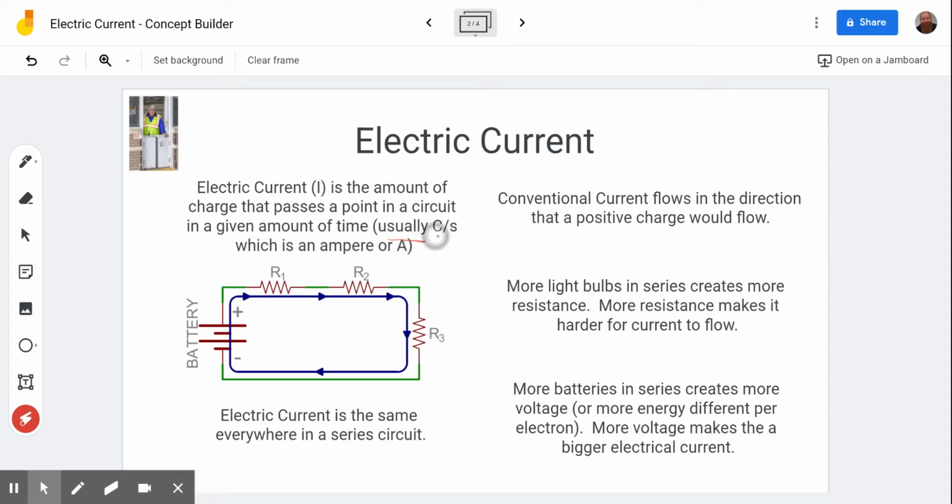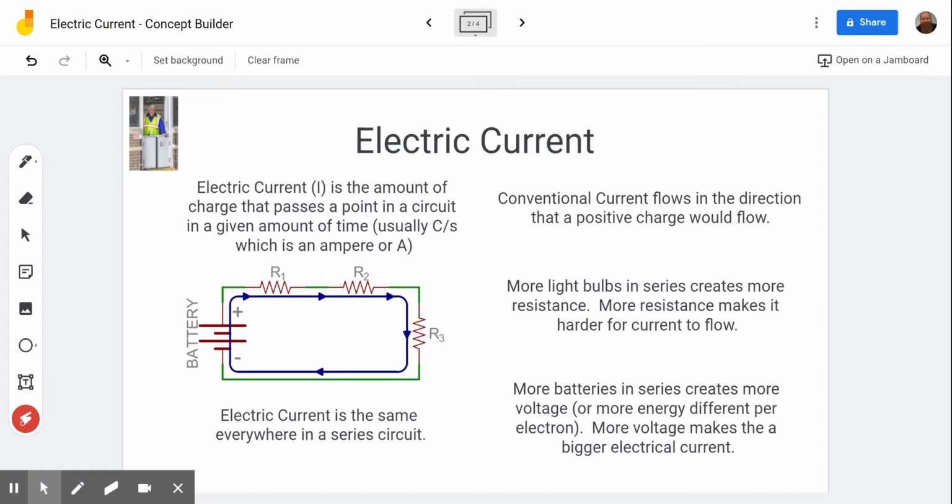It's usually measured in coulombs per second, which is an ampere, or capital A. It also goes by lowercase a. It's one of those where the capital and lowercase are often disagreed on depending on the physics textbook. I know, strange, huh?